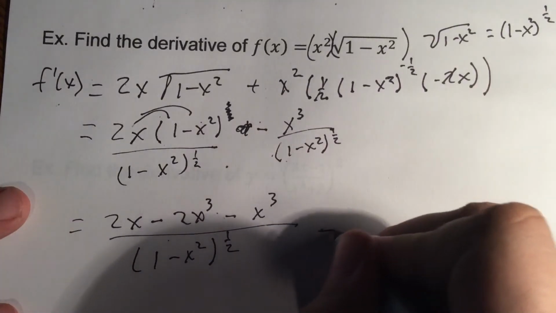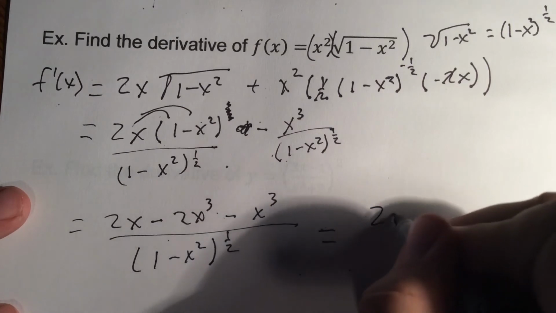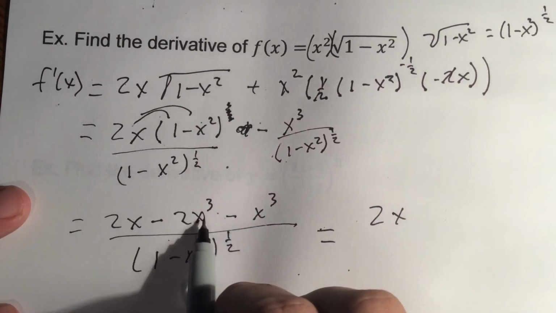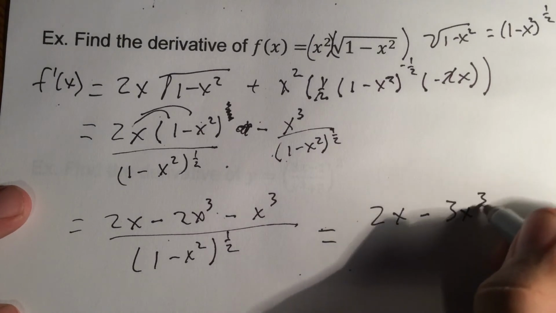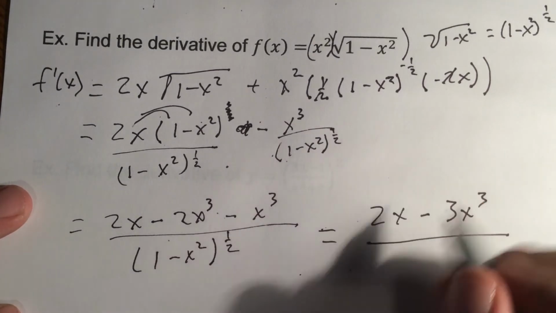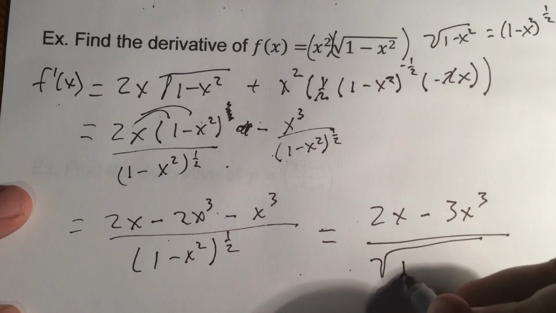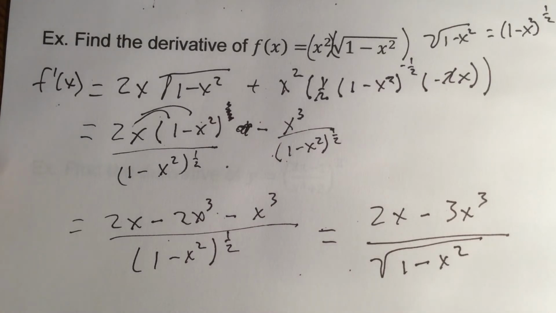So last little things we can do here. So we'd have our 2x on top, a negative 2x to the third, another negative x to the third would be minus 3x to the third. The bottom we're going to put back under the square root and write it as 1 minus x squared. And that would be your answer.